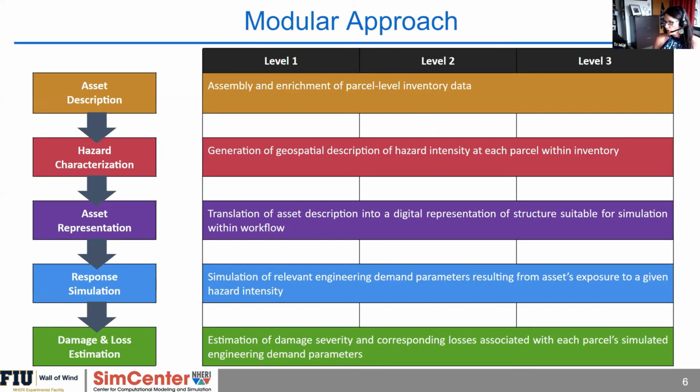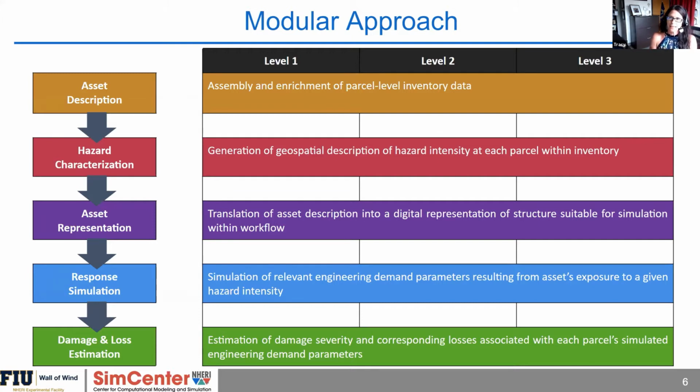Now, what this slide shows you is how we have segregated the test bed into modules. And the idea behind this is that each module lets us step through how we describe the inventory, how we describe the hazard geospatially, how we then represent these buildings, if you will, in a computational environment, how we simulate their response to the hazards, and then how we estimate damage and loss across a large inventory. I'll step through briefly these 5 modules.